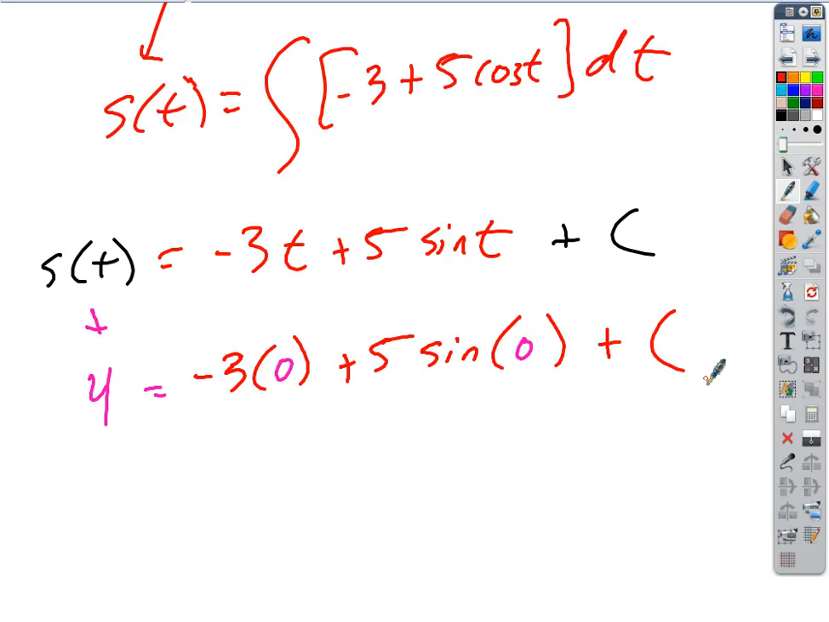Okay, we've said here. So then we can numerically solve for c, right? So negative 3 times 0 goes to 0, right?